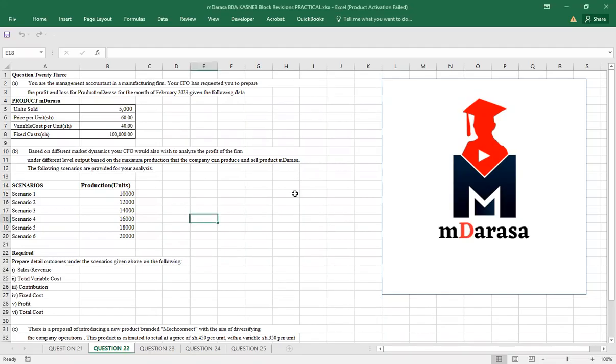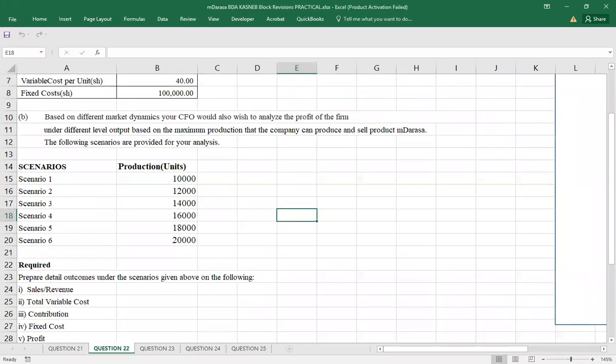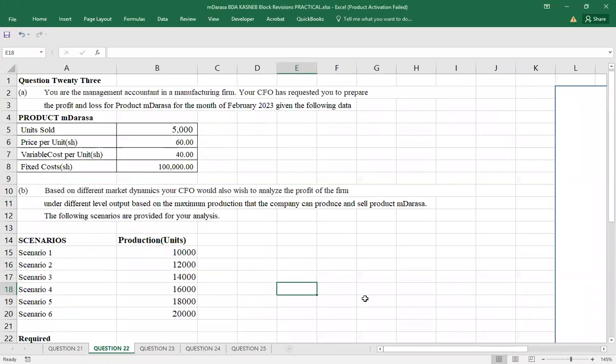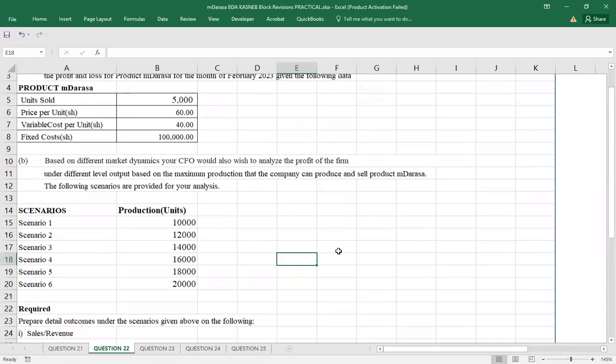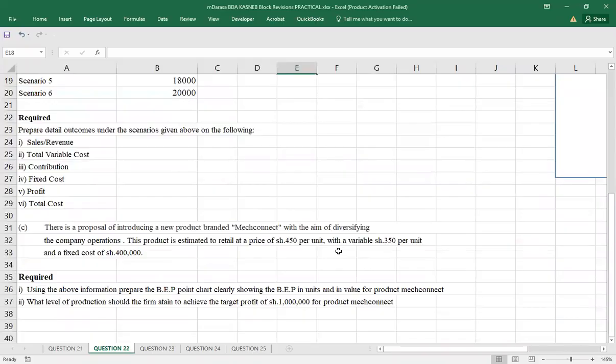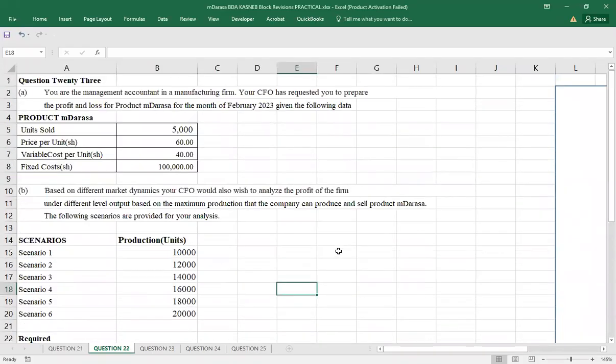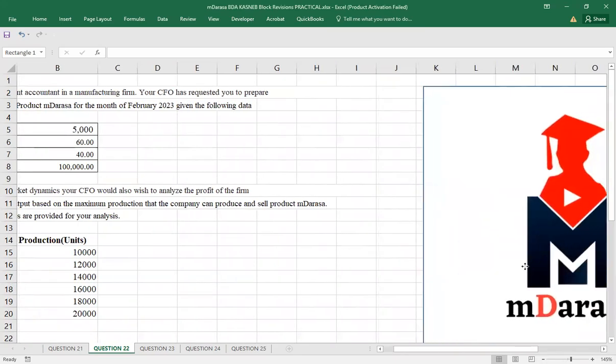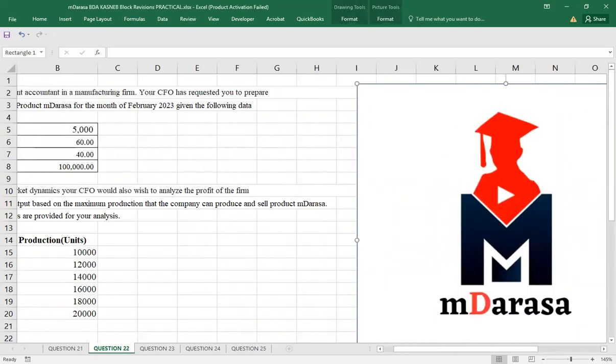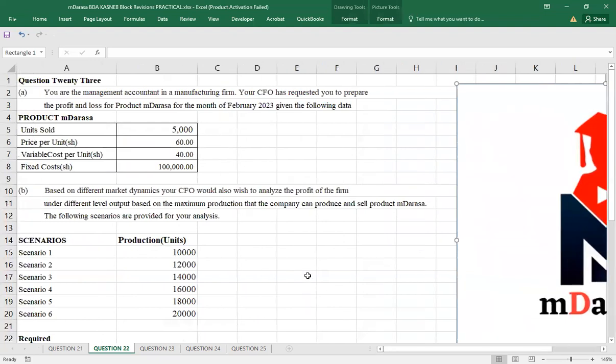In our session, I want us to look at question number 22 in our revision, and that basically is a concept to do with management accounting. So I want us to go through this question and see what we will be requested to do. So going through the question, which was from our revision, these are what you are asked.